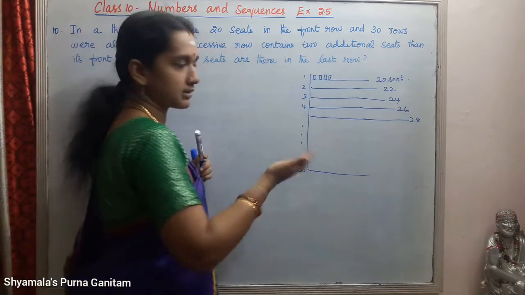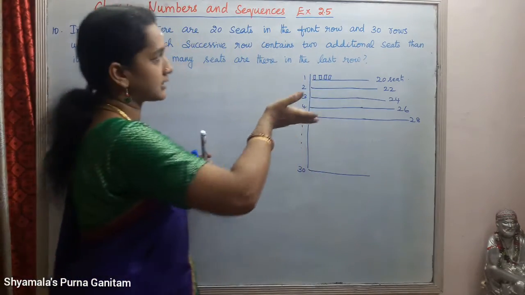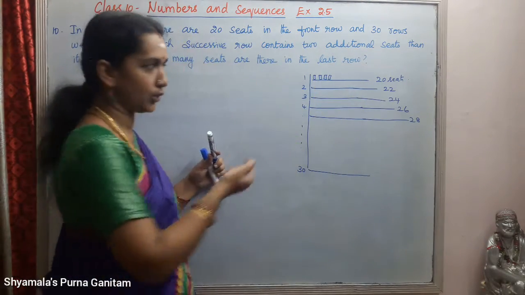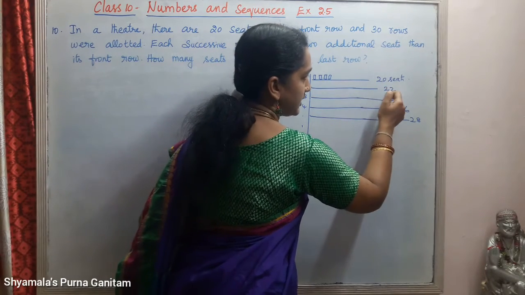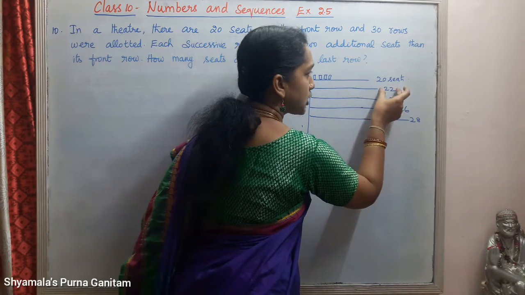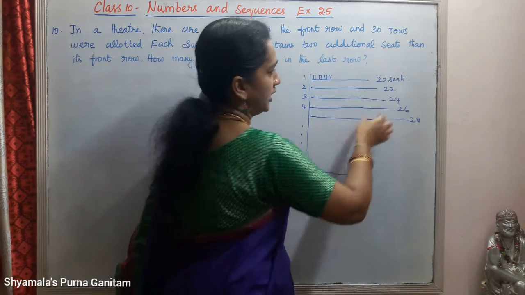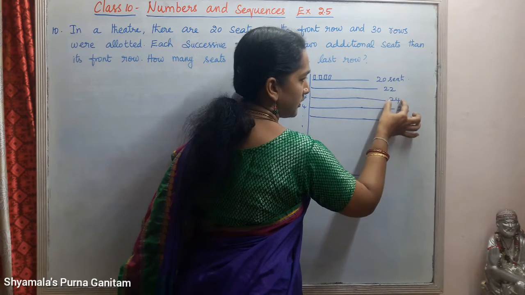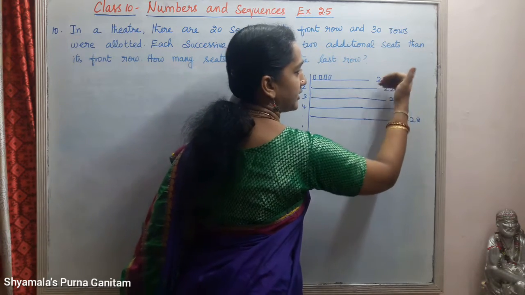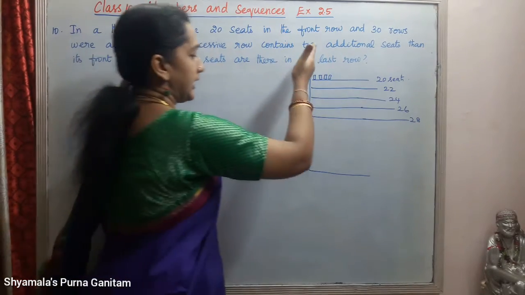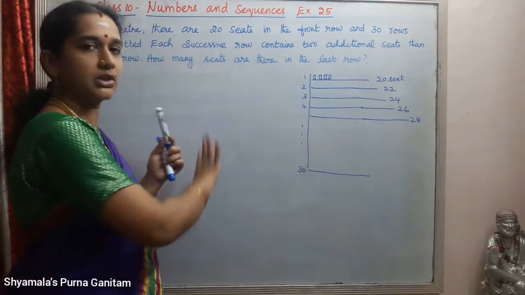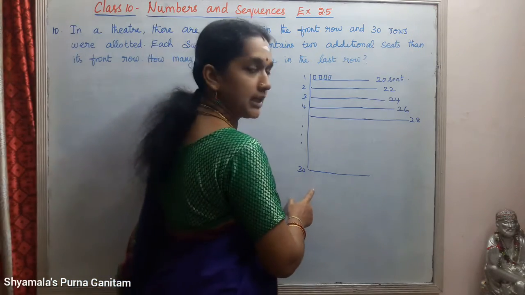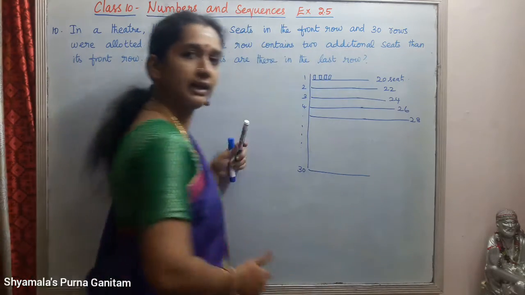Each successive row, successive means next row. Each successive row contains 2 additional seats than the front row. So this row has 2 seats extra than the previous row. If we take this third row, in this row we are having 2 seats extra than the previous one. Like this 30 rows are there. So these are the conditions given. How many seats are there in the last row? So we are asked to find the number of seats in the last row.